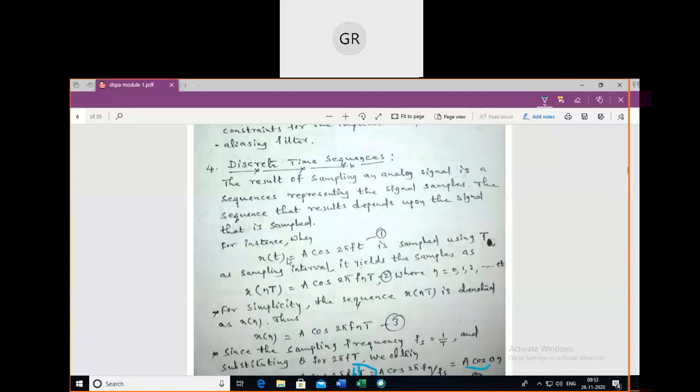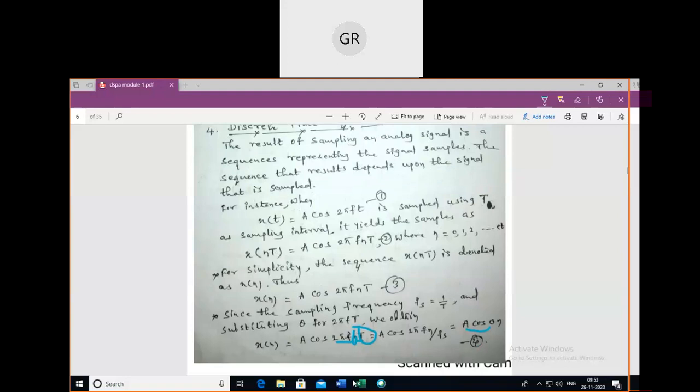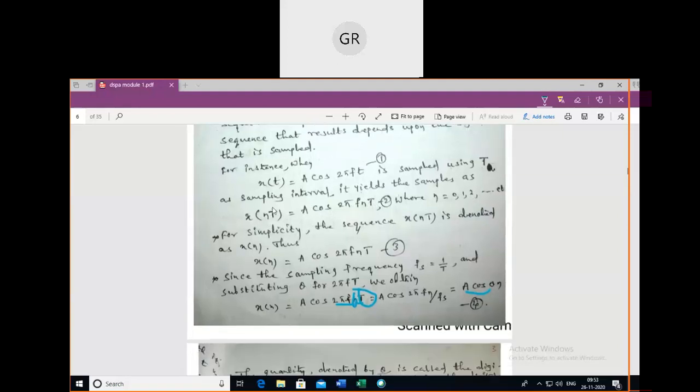Here we know that x of t is equal to A cos 2 pi ft. When we sample, we get the sequence x of nT equal to A cos 2 pi f nT. In the place of t, you can put nT, where n is 0, 1, 2, 3 intervals. For simplicity, we ignore this T and write x of n is equal to A cos 2 pi f nT.